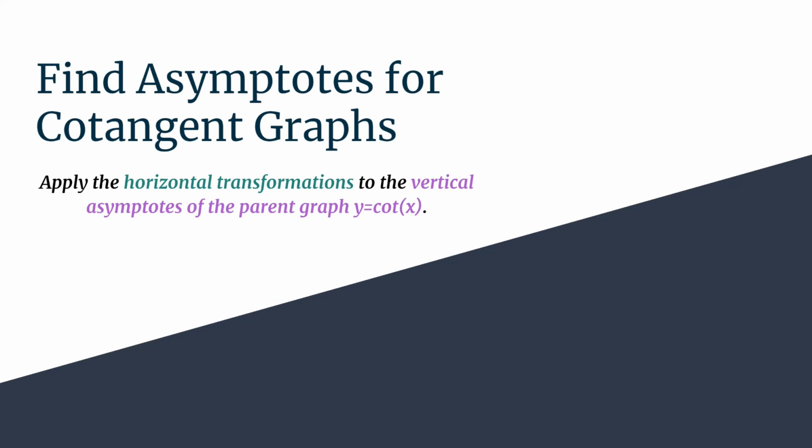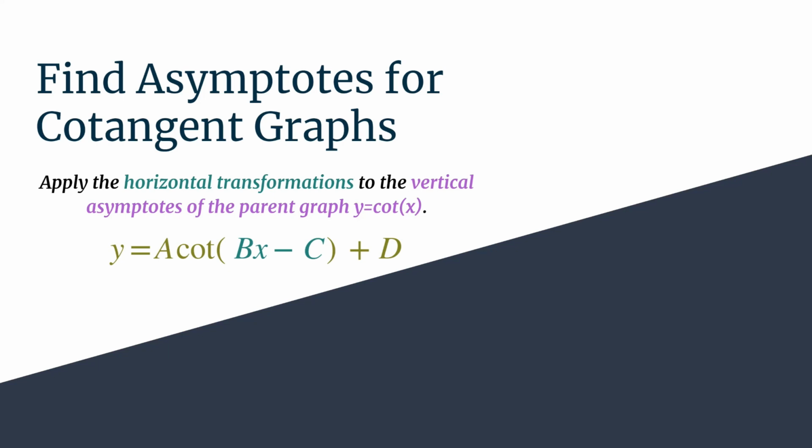So if you aren't familiar with what that graph looks like, take a quick look in your graphing calculator or any online graphing tool, and you'll see that the asymptotes happen at 0 plus pi k. So the first one's there on the y-axis at x equals 0, and then another asymptote happens every period, so every pi away.